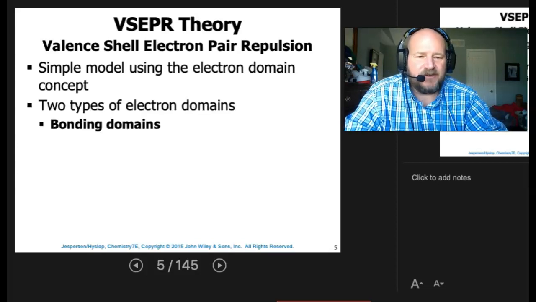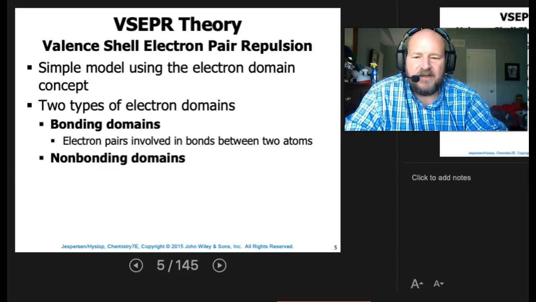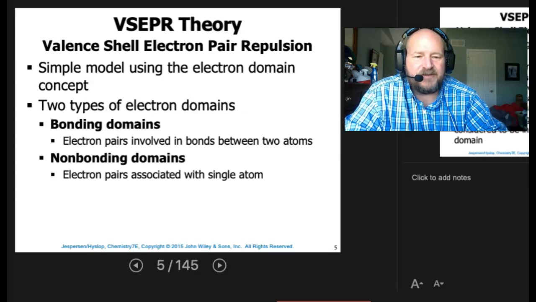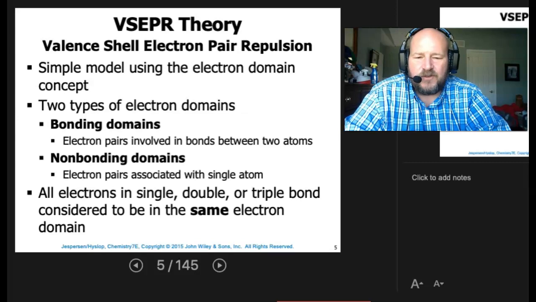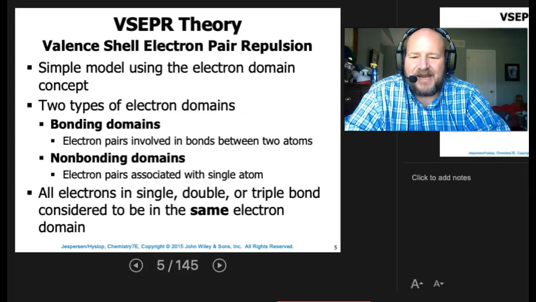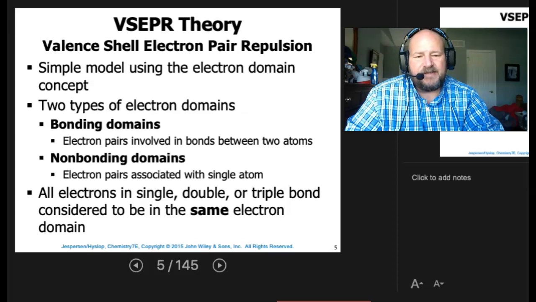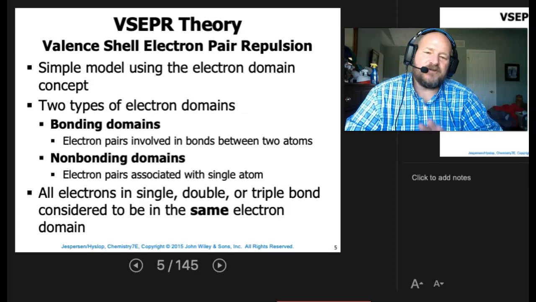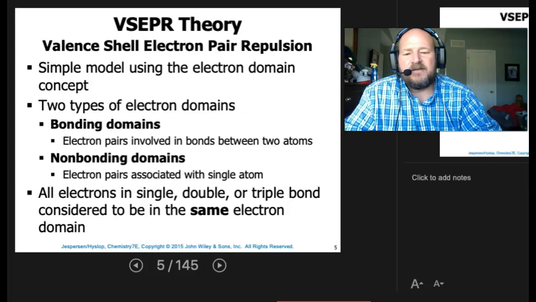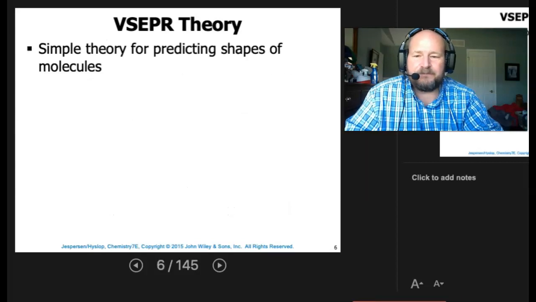There are 2 types of electron domains. There are bonding domains, where the pairs are involved in the bond, and of course the non-bonding domains, which are our lone pairs. All electrons in single, double, or triple bonds are considered to be in the same electron domain. Whether it's a single bond, a double bond, or a triple bond. Remember, the implication is that a single bond has 2 electrons, a double has 4, and a triple has 6. All of them would be considered to be in the same domain for that bond.